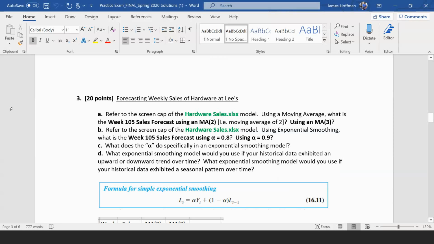All right, let's go to the next one, which is number 3, and this is on the hardware sales one, where we did the moving average and the exponential smoothing from chapter 14. And so part A is look at the screen cap for hardware sales. And using a moving average, just calculate the week 105 sales forecast using an MA2, moving average of 2, and then also a moving average of 3. So both specifications.